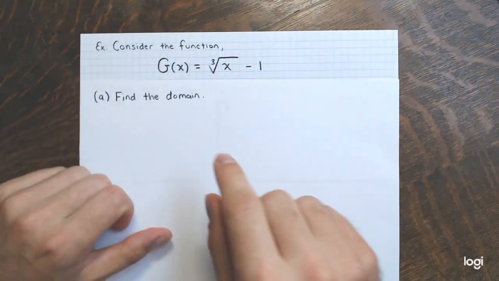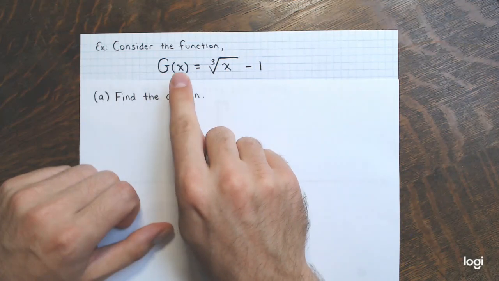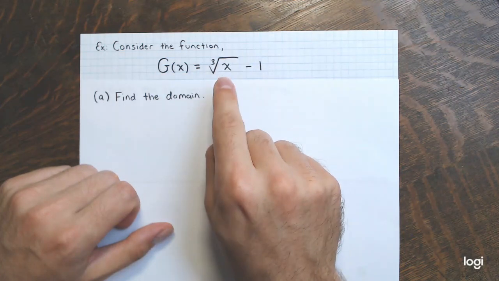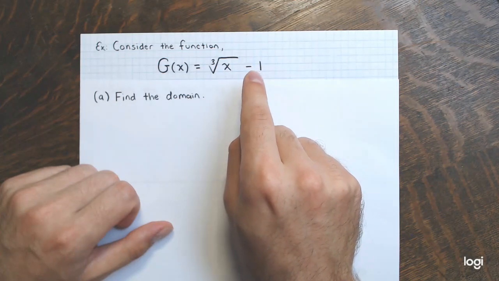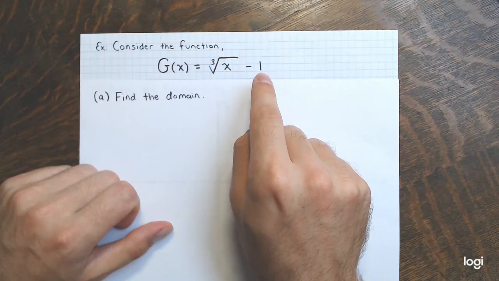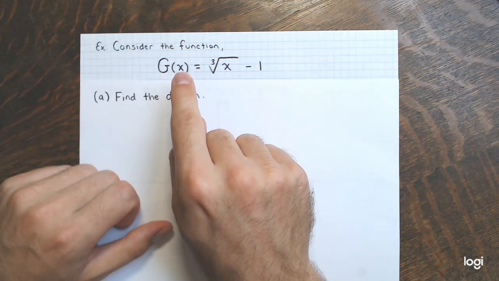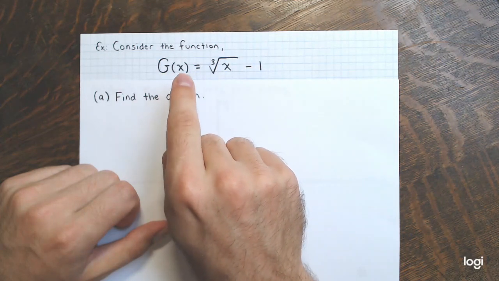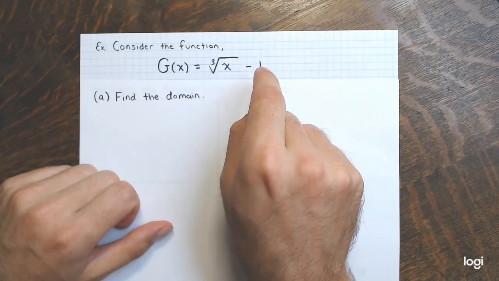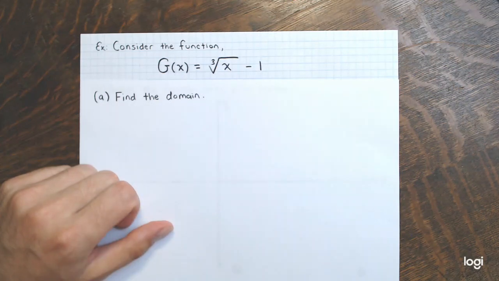So I have to consider the function g of x. The name of the function is capital G. G of x equals the cube root of x, and then afterwards, notice this is not underneath the radical symbol, we have minus 1. Remember what this means: the input variable is x, the output is called g of x, and over here is how you calculate the output. You take the cube root of the input and then subtract 1 afterwards.